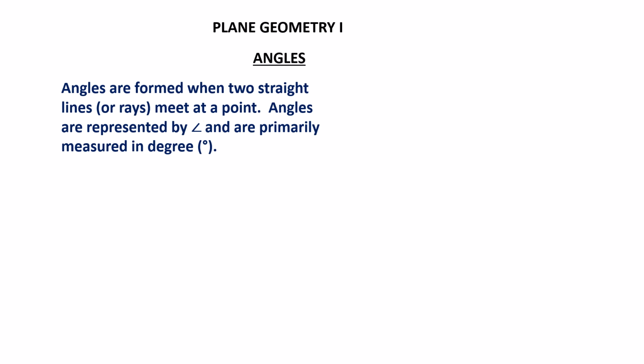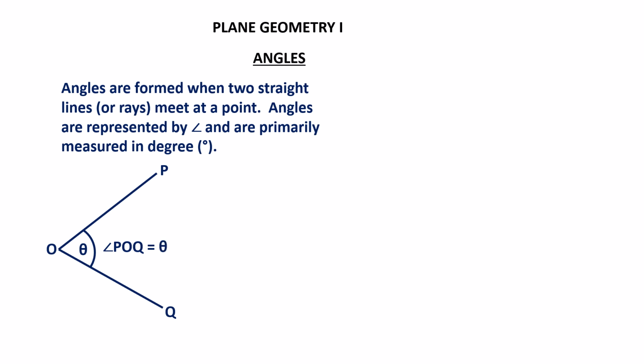Now let's see how these angles are formed using a diagram. Let's consider two lines P and Q which meet at the point O. The space between the line OP and the line OQ is what is referred to as an angle. Let's represent this using theta. So therefore, the angle POQ is equal to theta.